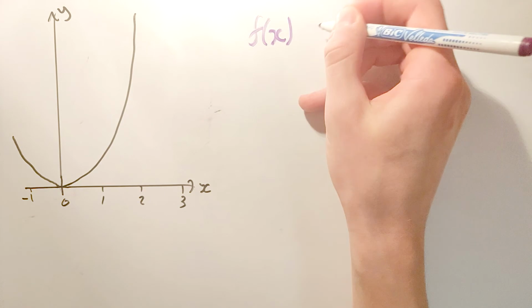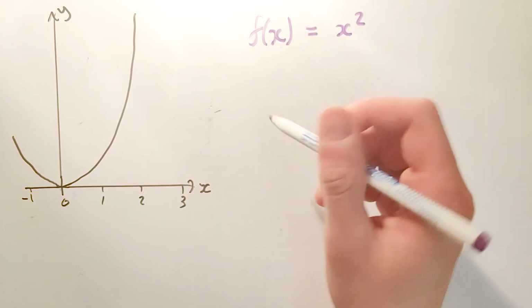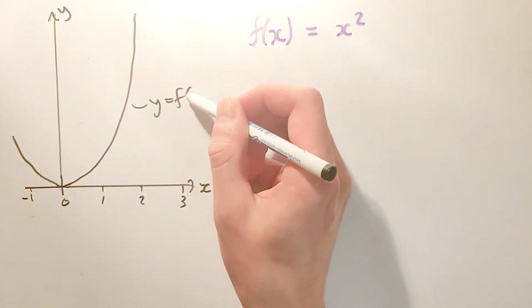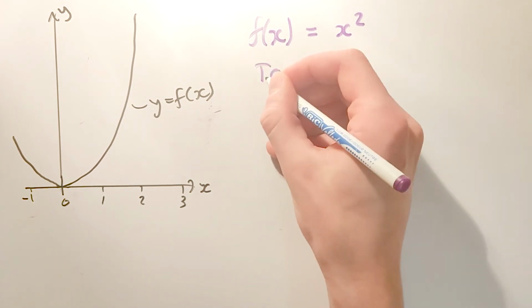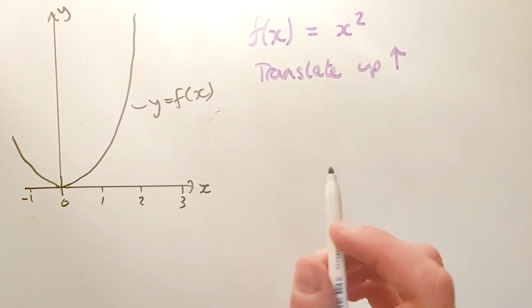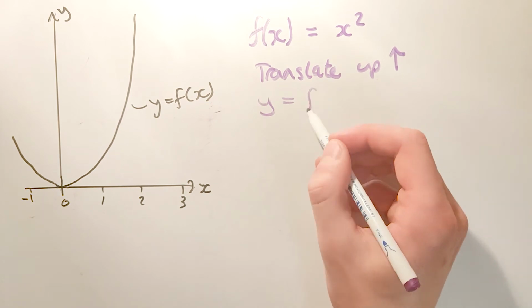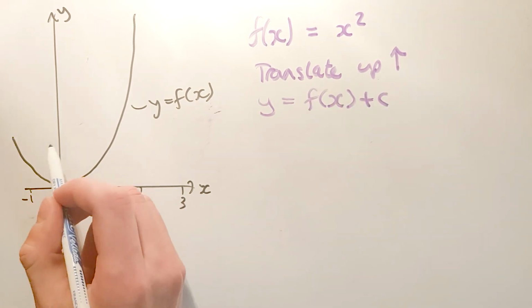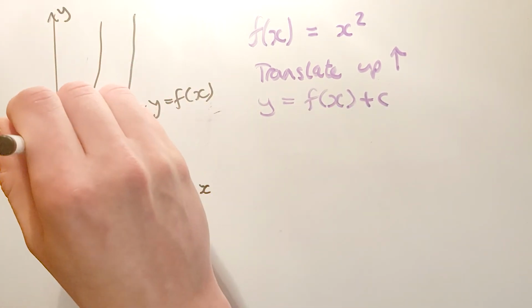We can also translate graphs by using functions. This means to move the graph in a certain direction. Let's translate up the graph of y equals x squared. To do this, just add a certain amount to the function. This is the same as adding to the y-intercept.